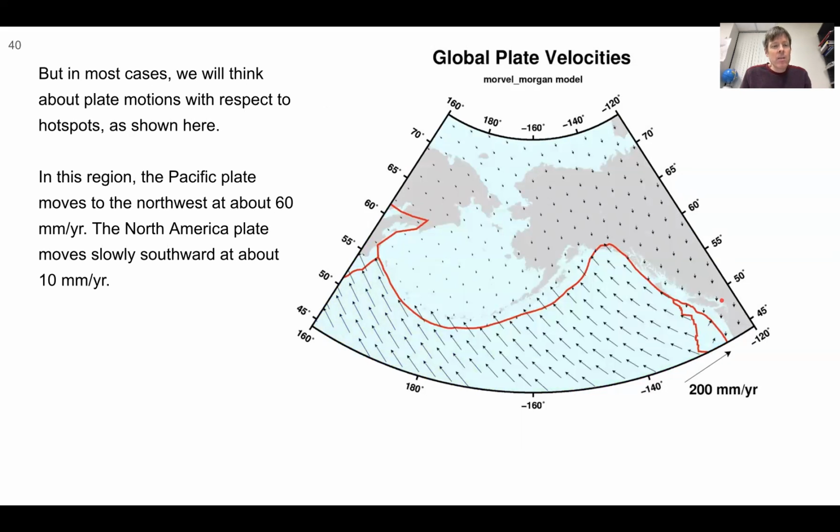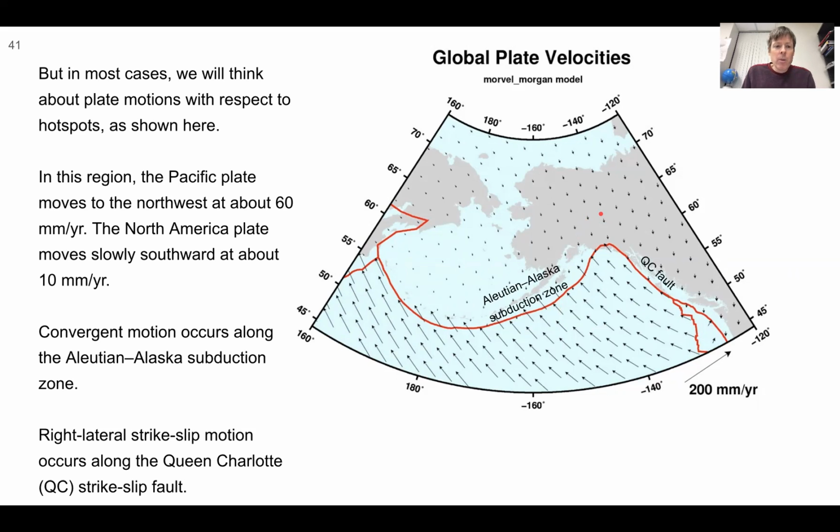But in most cases, we will think about plate motions with respect to hotspots, as shown here. In this region, the Pacific plate moves to the northwest at about 60 millimeters per year. The North America plate moves slowly southward at about 10 millimeters per year. Convergent motion occurs along the Aleutian Alaska subduction zone as expected. Right lateral strike slip motion occurs along the Queen Charlotte strike slip fault.